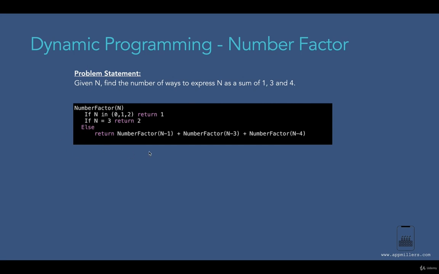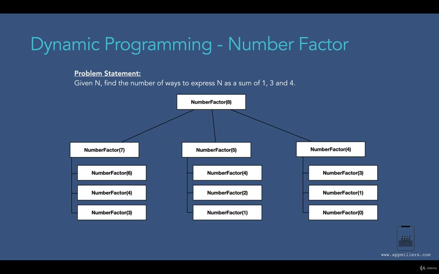Now based on this algorithm, we can easily see that our recursive tree looks like this. If we take the number factor problem for 8, first we calculate the recursive call for number factor 7, then number factor 5, then number factor 4. These recursive calls come from 8 minus 1, 8 minus 3, and 8 minus 4. So we are using these numbers here.